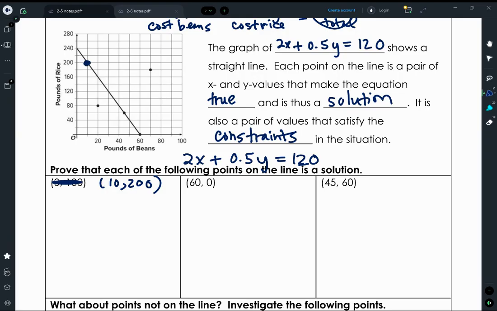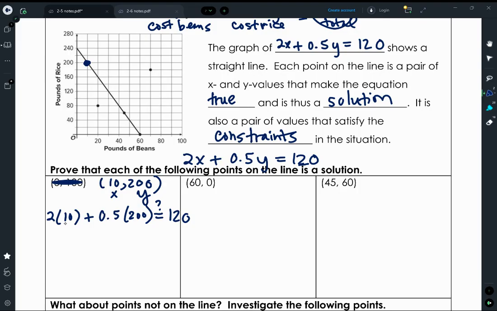That's 10, 200. So with ordered pairs, they're in alphabetical order. My X is first and then my Y. So again, I'm substituting into this equation. So I want to do 2 times 10 plus, and then 0.5 times my Y, which is 200. And then I'm checking to see if this actually equals 120. So this is what I'm trying to prove. So I'm showing equality. So on the right-hand side, I just have one number. On the left-hand side, I have a bunch of things that I need to simplify.